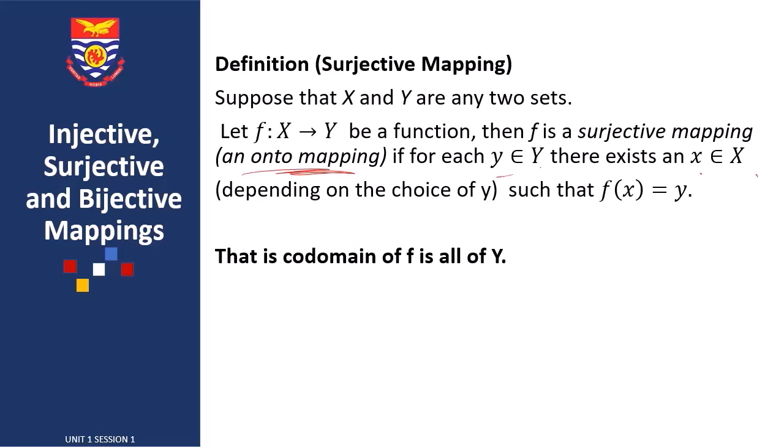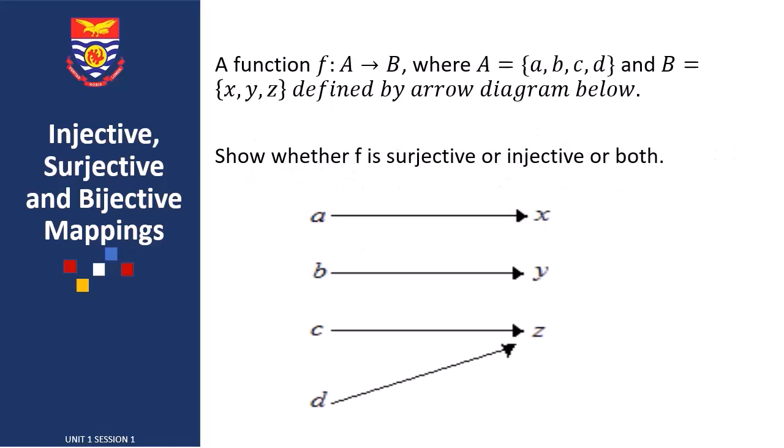Let's start with an example. Let's look at this function f mapping from A to B. You can have the domain A being a, b, c, d, and then the codomain B being x, y, z, and these are the arrow diagram. Show whether f is surjective or injective. Let's start with the first one. Is this a surjective mapping? Okay, the function is a surjective mapping.